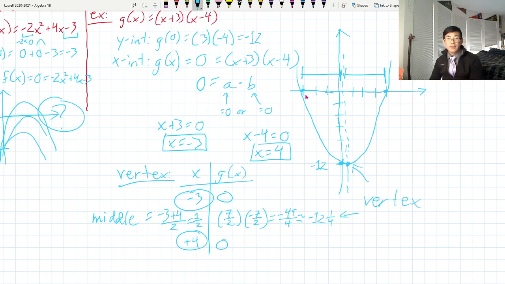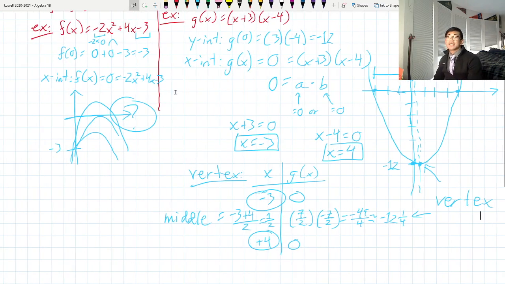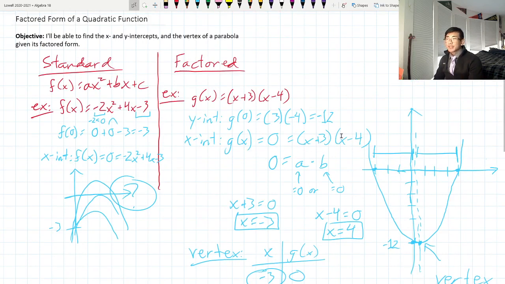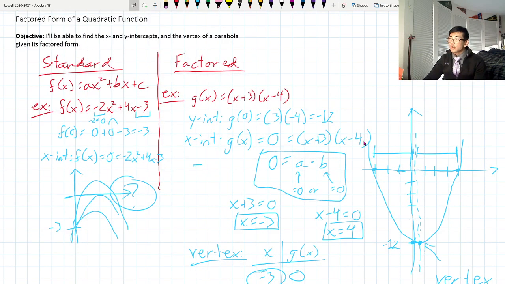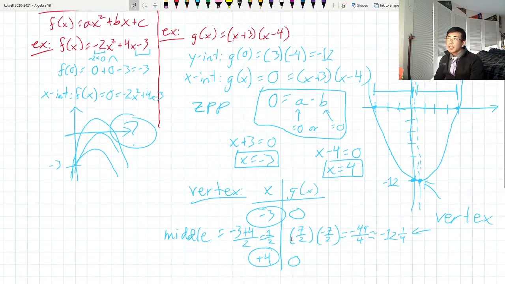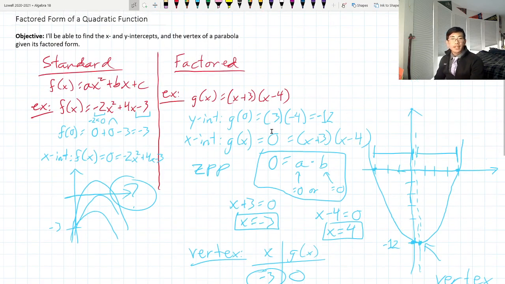Okay. So actually the factored form is a lot more helpful than the standard form. From the factored form, you could find the x-intercepts using the property here, and this is called the zero product property, or the ZPP. You can use those x-intercepts then to find the vertex, because the vertex is going to be right smack in the middle of them. And you could easily find the y-intercept again by plugging in x equals 0.